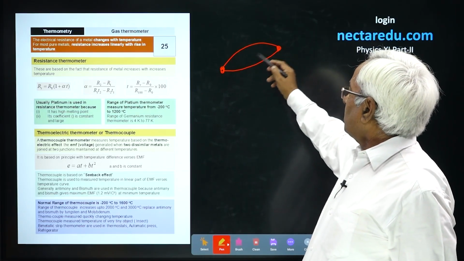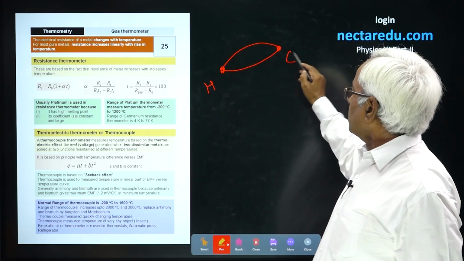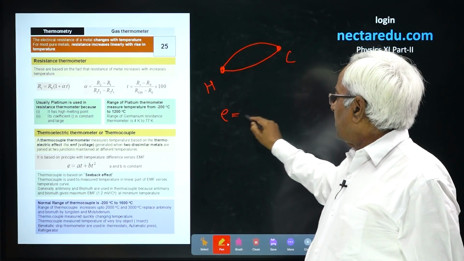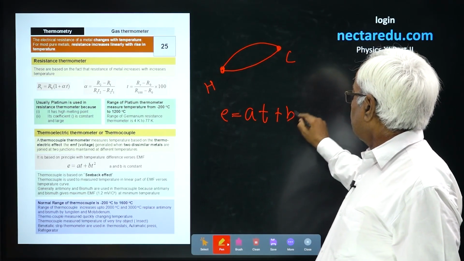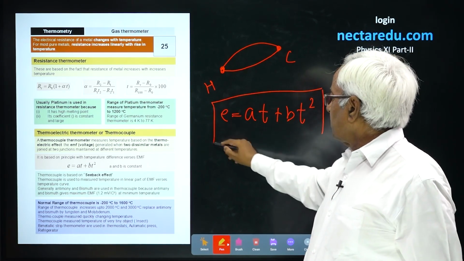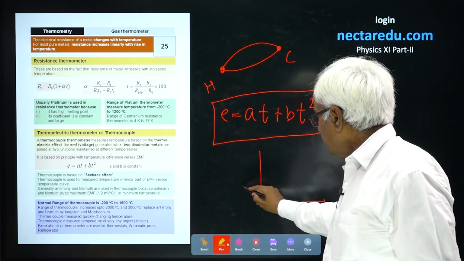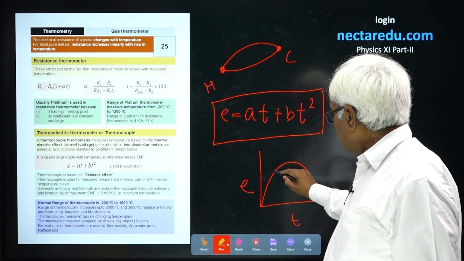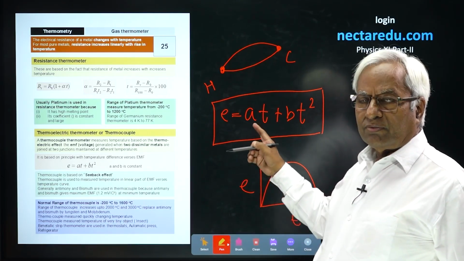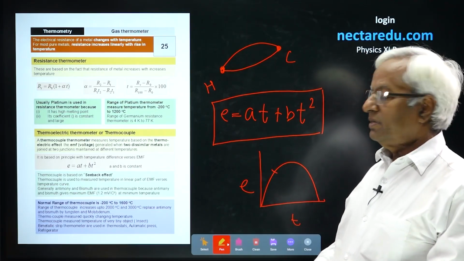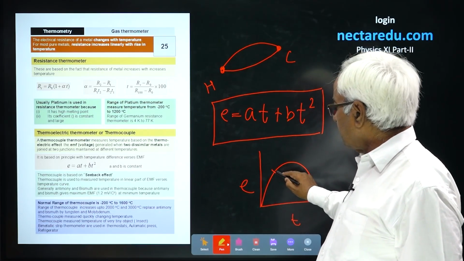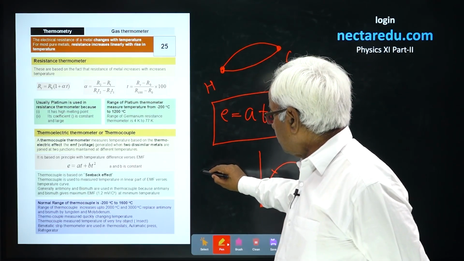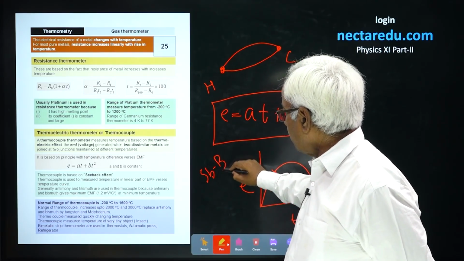See, a thermocouple has a hot junction and a cold junction. If the temperature difference between them is T, then the EMF that is produced is given by this relation. This is a parabolic relation. If you plot a graph between E and the temperature difference, the graph is of this type. But the working of this thermometer, the Seebeck or thermocouple thermometer, is mostly based on the linear region of this relationship.